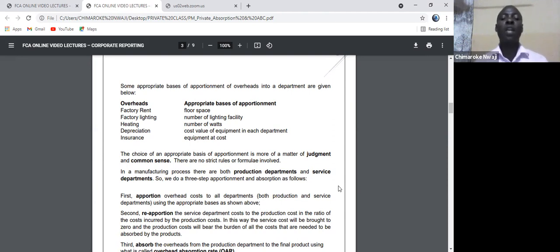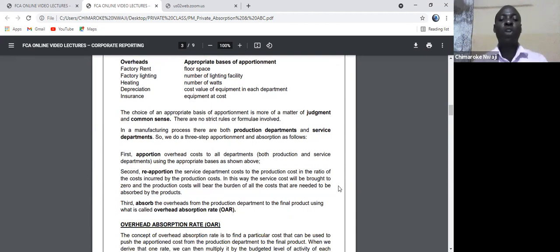So we do what they call a three-step apportionment and absorption. First, we apportion all the overhead costs to all the departments, both production and service departments, using the appropriate basis of apportionment. So what we do is that anything that belongs to the production department, you take it straight to that production department. If it belongs to the service department, take it straight to the service department. If there's a way you can prorate the sharing between the production and the service, you do that.